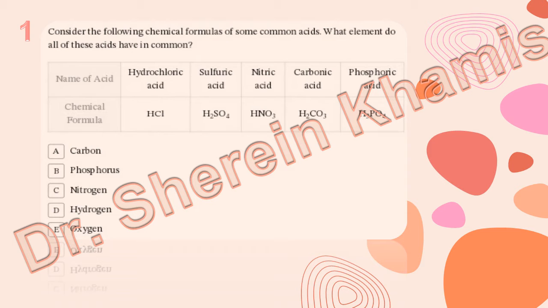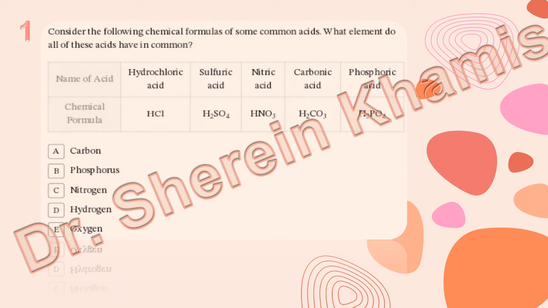Question 1 says: consider the following chemical formulas of some common acids. What element do all of these acids have in common? We have the names of acids and the chemical formula below them: hydrochloric acid, HCl; sulfuric acid, H2SO4; nitric acid, HNO3; carbonic acid, H2CO3; phosphoric acid, H3PO4. What is common between all of these?